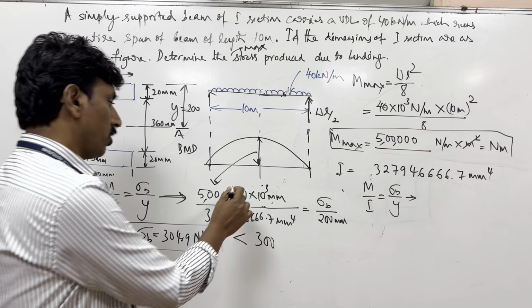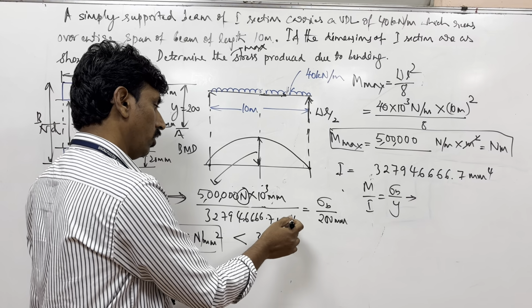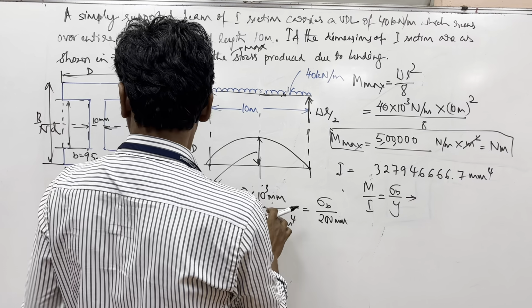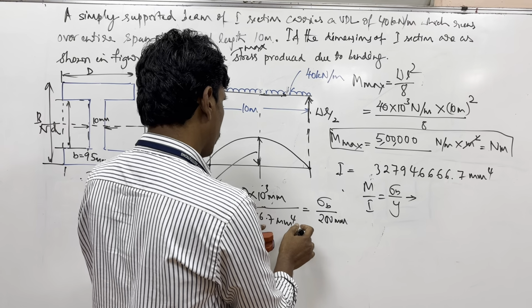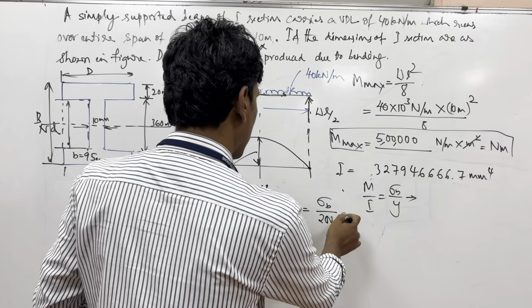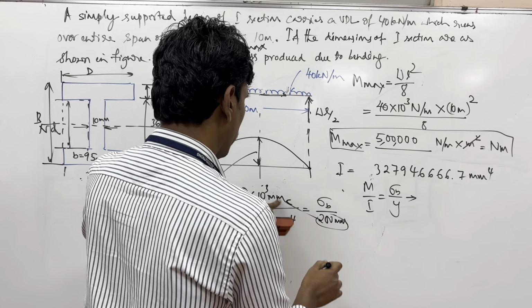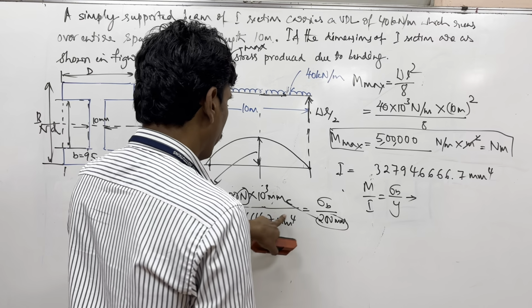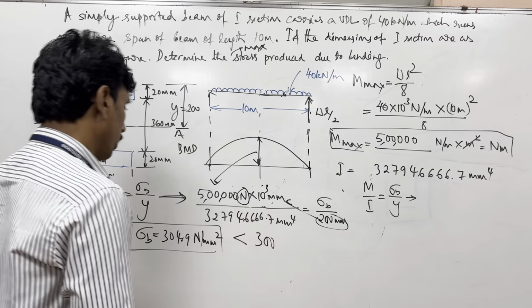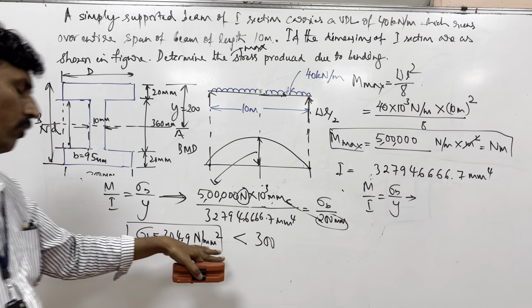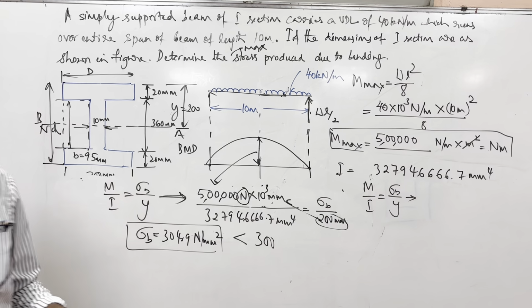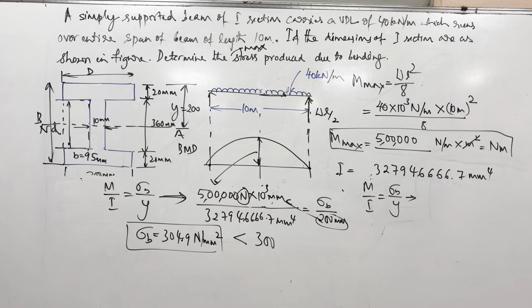Here you have newtons, and here you have millimeters, so when they cancel, it becomes millimeter square. Finally, you are left with Newton per mm square. So it is 304.9 Newton per mm square, usually around 300 or less than 300. So you got this answer as 304.92 Newton per mm square.